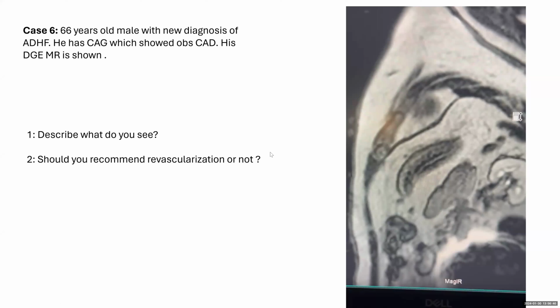There is also subendocardial, mid to distal, anteroseptal, I agree, that is only extending less than 25% of the myocardium and involves the apex. So the first scar is consistent with ischemia in what territory? And the second scar is consistent with ischemia in what territory?